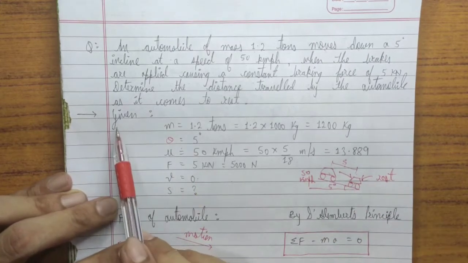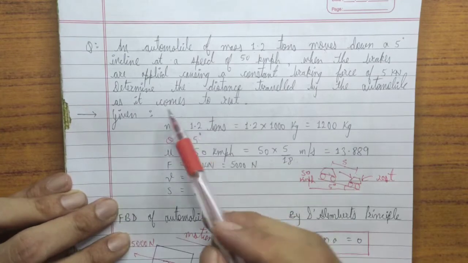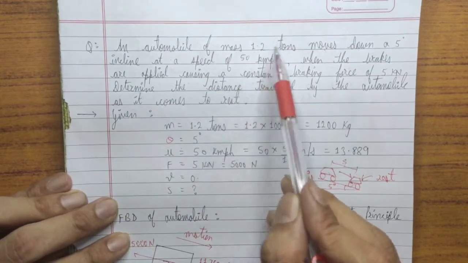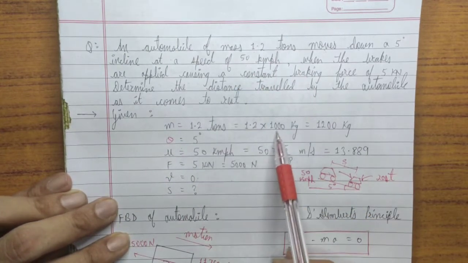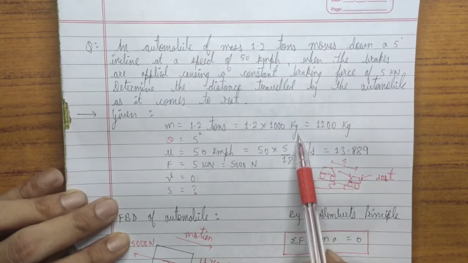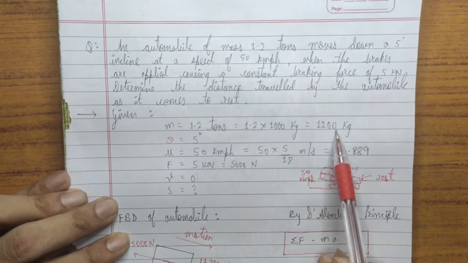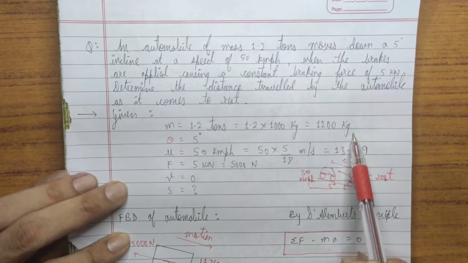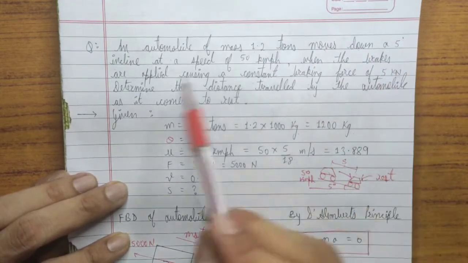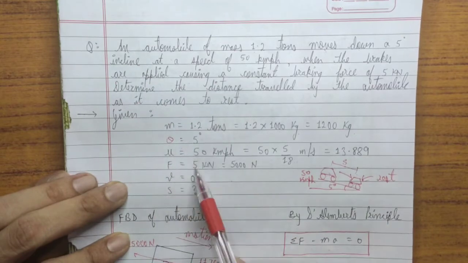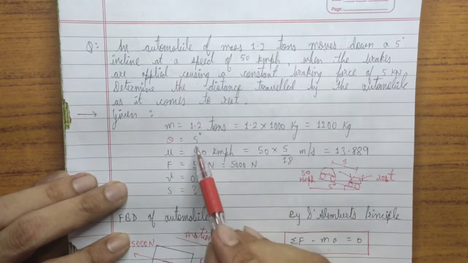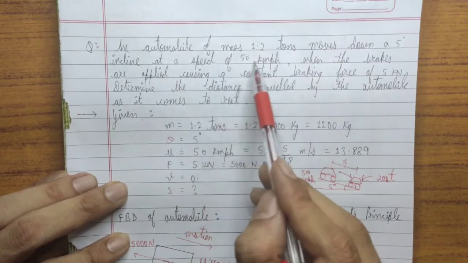So first let us write down the given conditions. Initially the mass is given, it is 1.2 tons. So 1.2 into 1000 is kilograms, because 1 ton is equal to 1000 kg. So 1.2 tons will become 1200 kg. Now, moves down a 5-degree incline, so angle theta is given, it is 5 degree, at a speed of 50 km per hour.